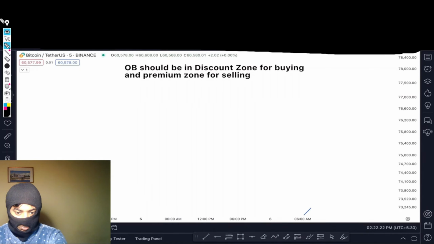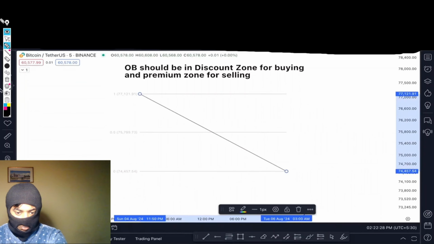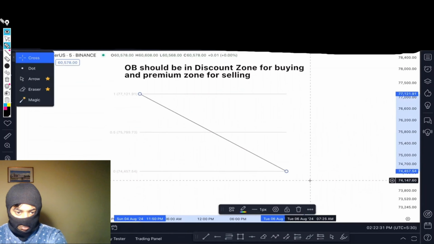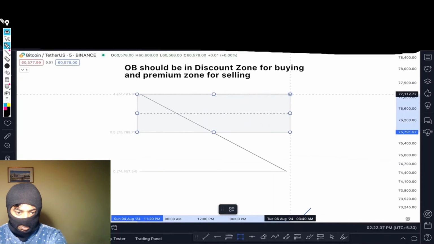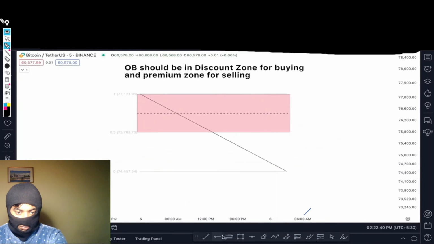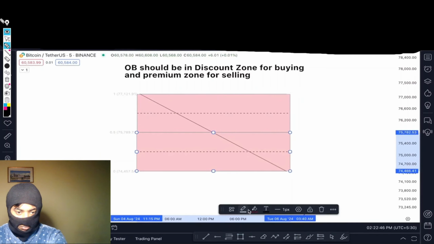Now, what is this discount and premium? It's nothing, brother. It's Fibonacci retracement. It's a tool. If I plot it from top to bottom, the swing high to the swing low of a swing, the area above 0.5 is my premium zone. And the area below 0.5 is my discount zone.